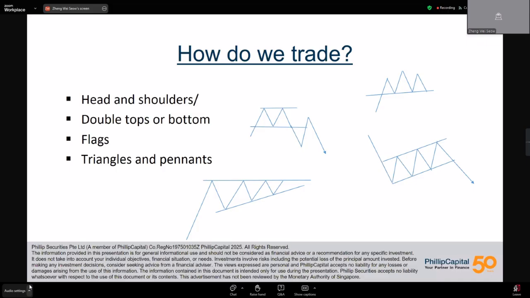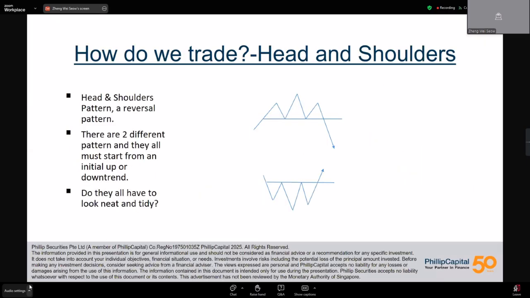Some of the popular ones are your head and shoulders, your double tops or bottoms, flags, triangles, and pennants. All right, so head and shoulders. As you can see, this outline that I've drawn is basically a perfect head and shoulders. But most of the time, the markets don't have that as often.